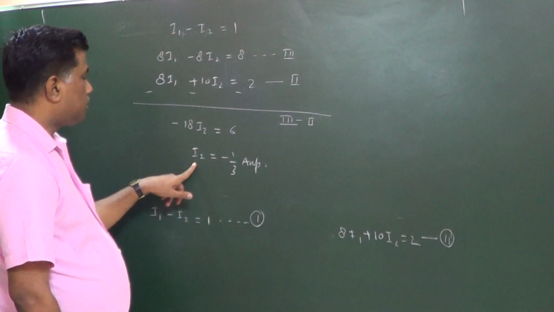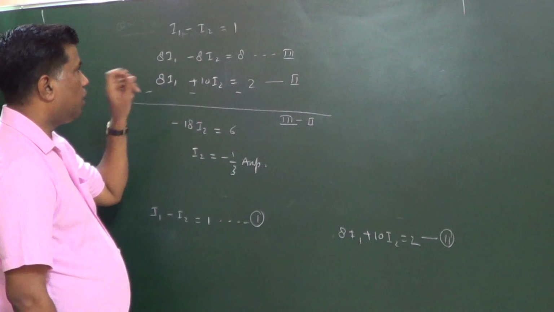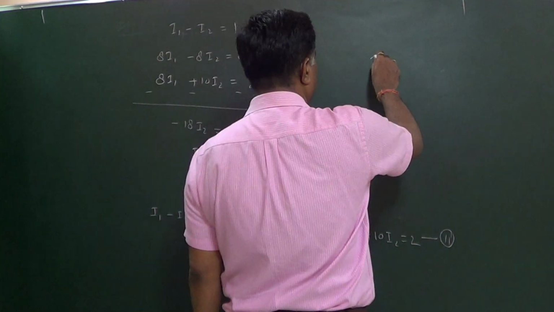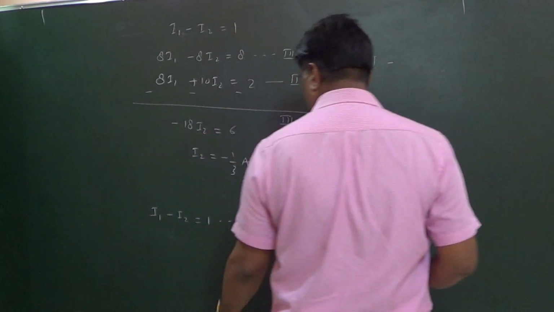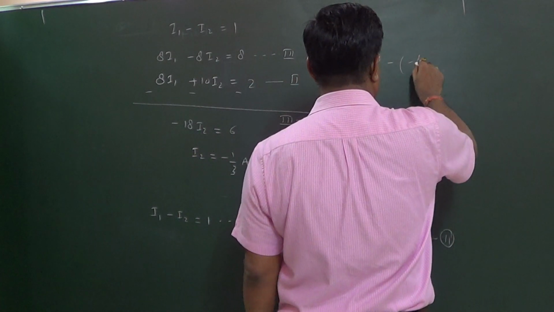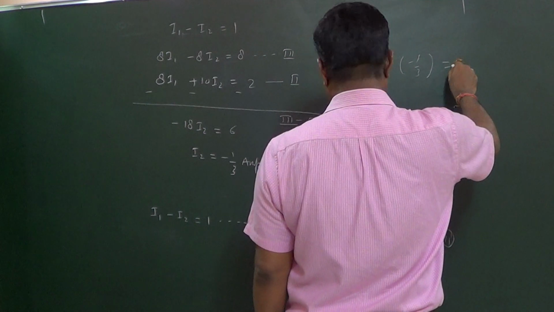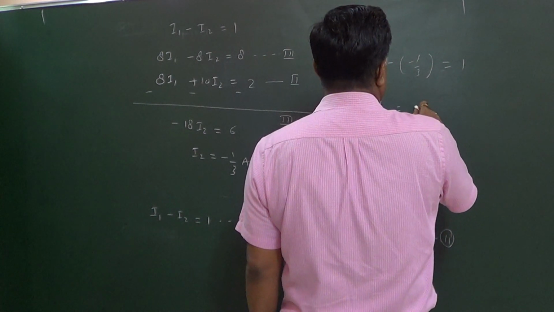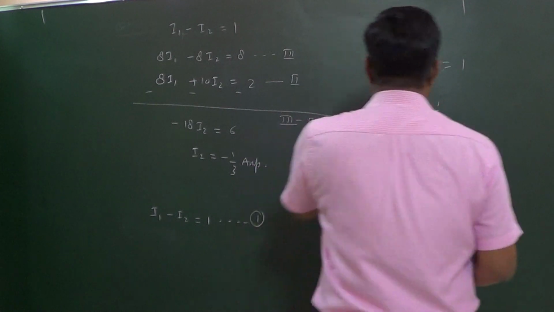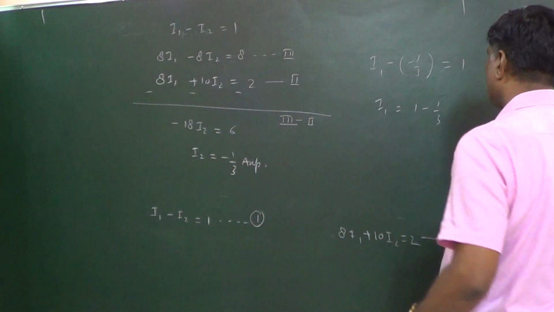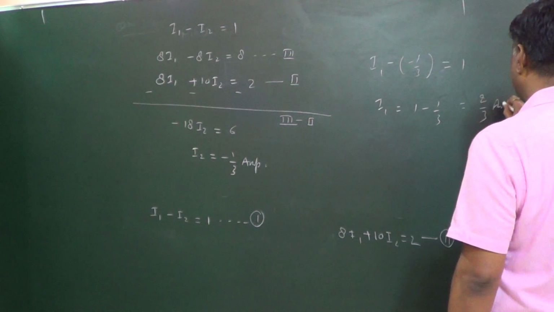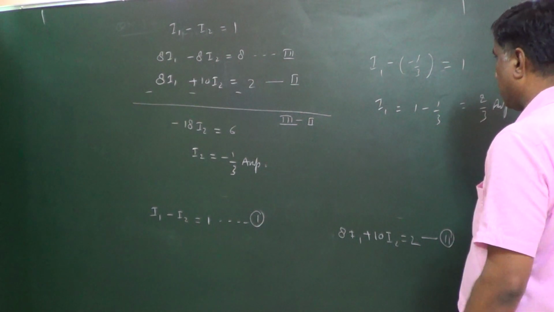Now substitute this value of I2 in equation 1. So I1 minus I2, with I2 having value minus 1 by 3, is equal to 1. So I1 is equal to 1 minus 1 by 3. This will be positive. When it is transferred to the right side, it will be negative. It will be 2 by 3 ampere. So this is the value of I1 and I2.